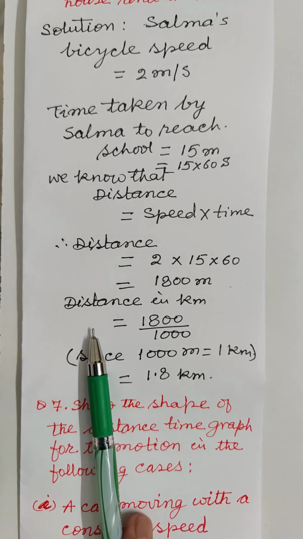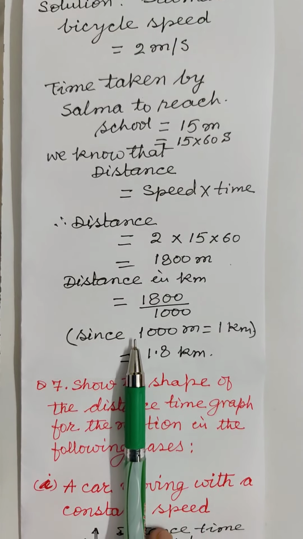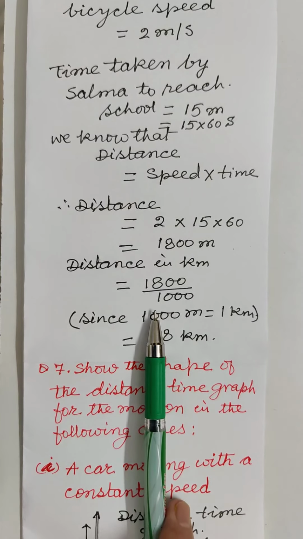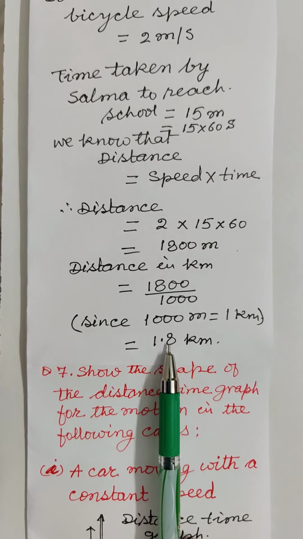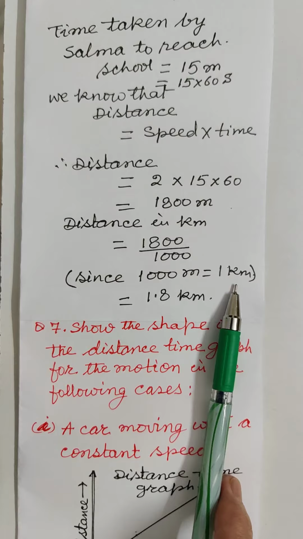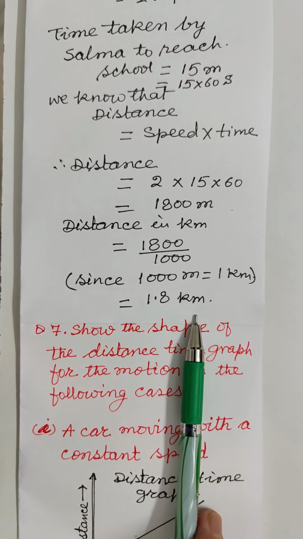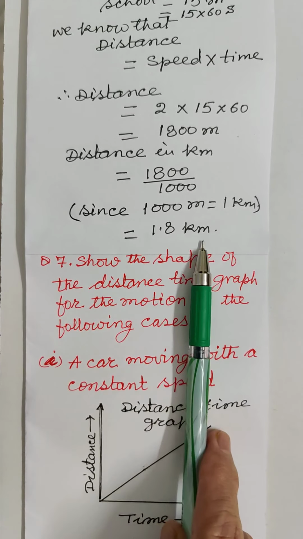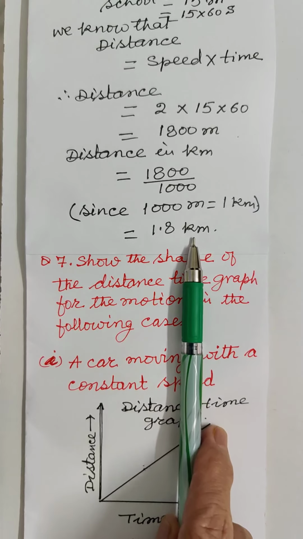1800 meters. Now we want to measure distance in kilometers. So 1800 upon 1000, as 1 meter is 1 upon 1000 kilometer. Since 1000 meters is equal to 1 kilometer, or 1 meter is equal to 1 upon 1000 kilometer. So that is 1.8 kilometers. Distance is 1.8 kilometers.